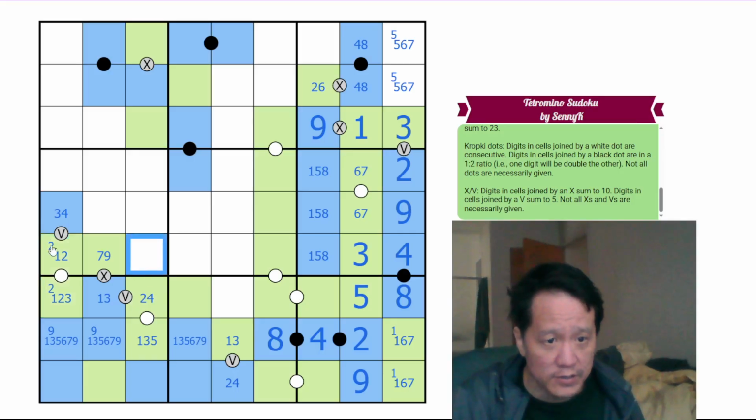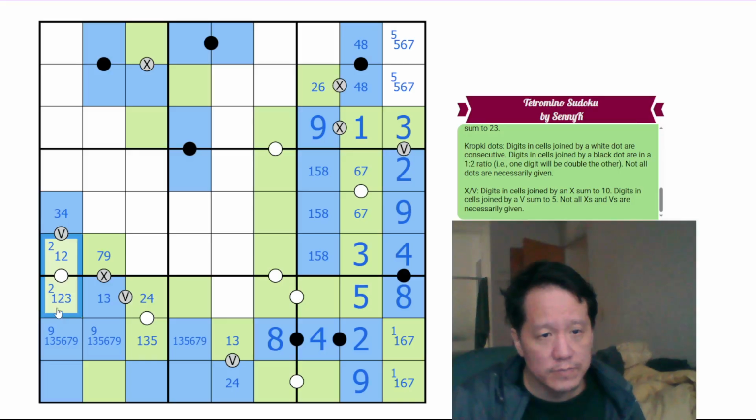Also, one of these is guaranteed to be 1. Because if this is 2, 3, that means this can't be 3. If this is 1, 4, this is 2. So this can never be 3. This is 1 or 2. So this is a 1, 2 pair here.